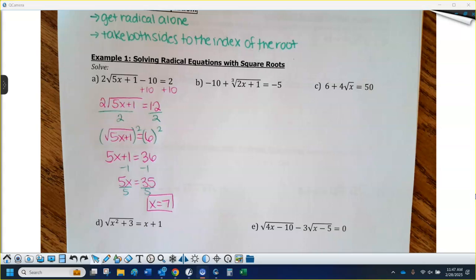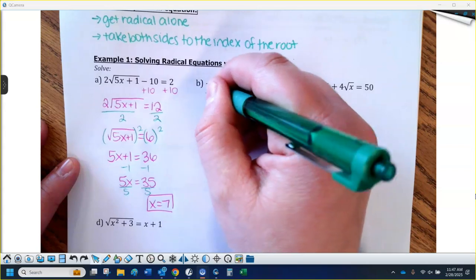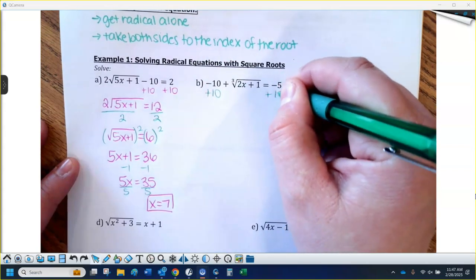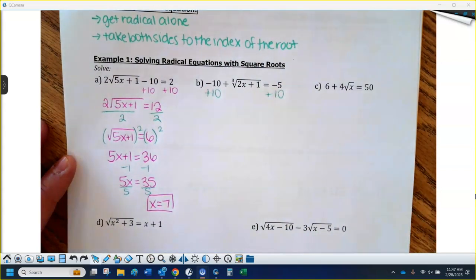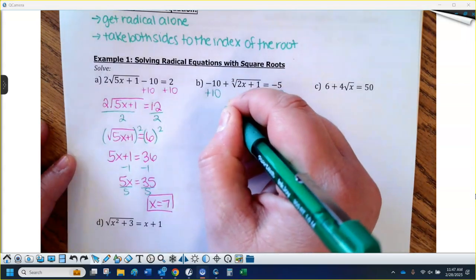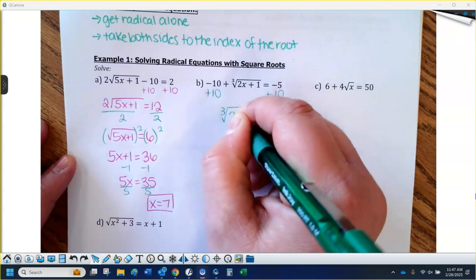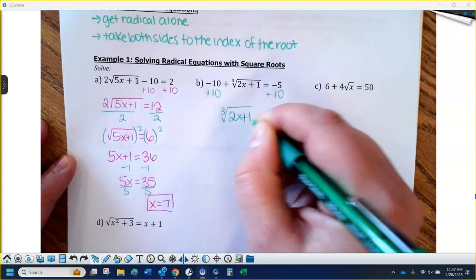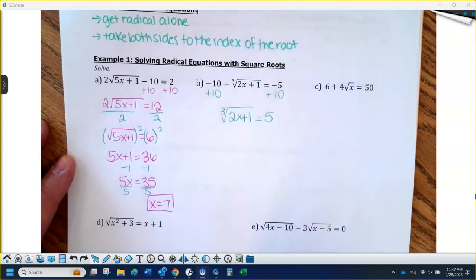In the second question I have here, same thing. This one's got a cube root though, but I want to isolate the radical. So I'm going to add 10, get rid of any addition or subtraction. I'm going to add that over there. And we're going to end up with the cube root of 2x plus 1. That whole thing's under the cube root. That'll be equal to 5.